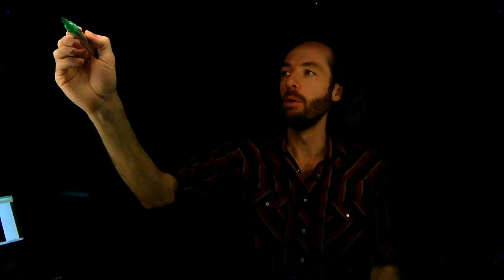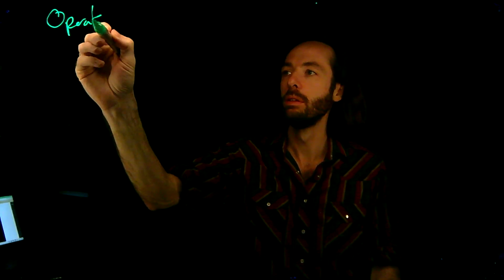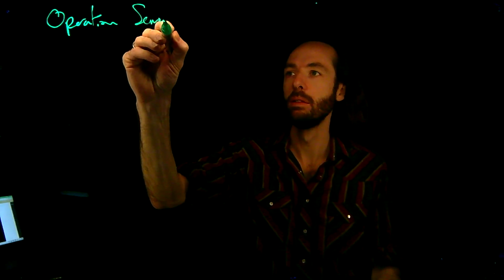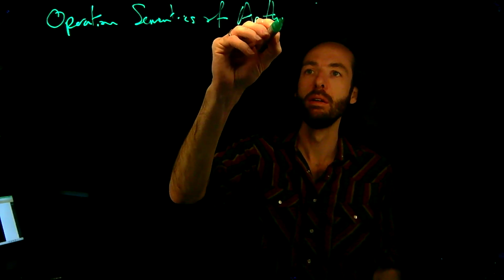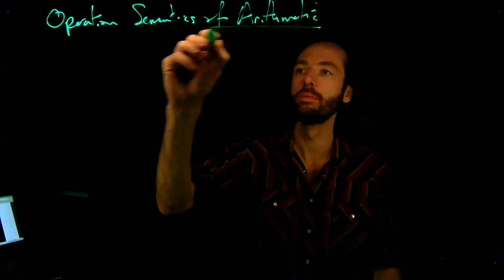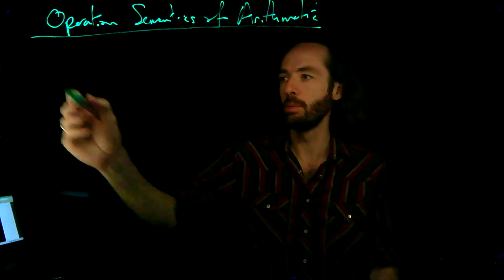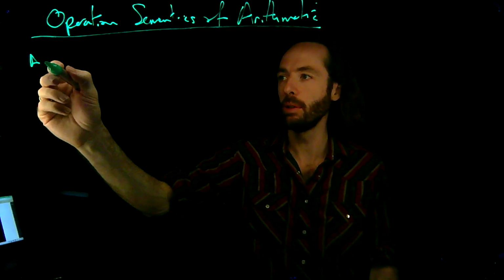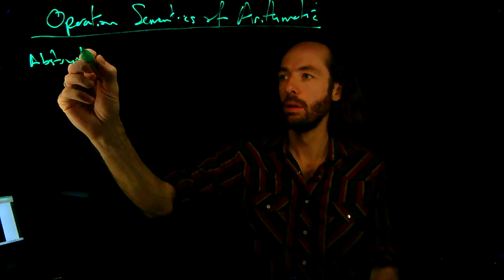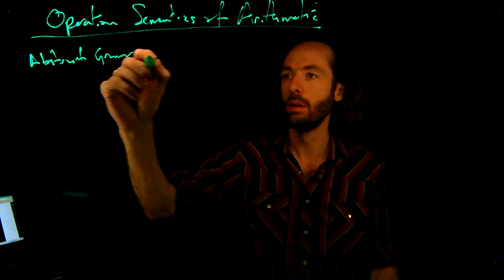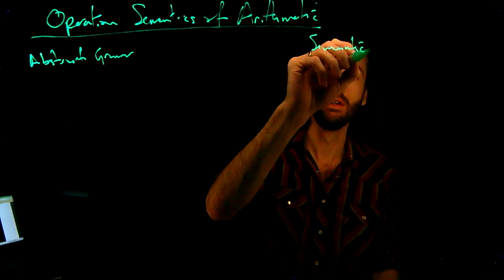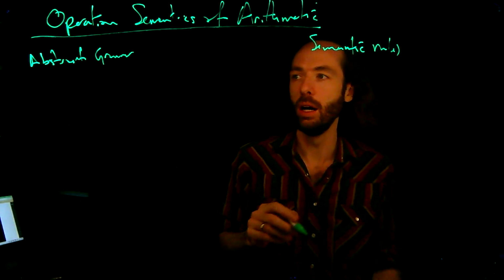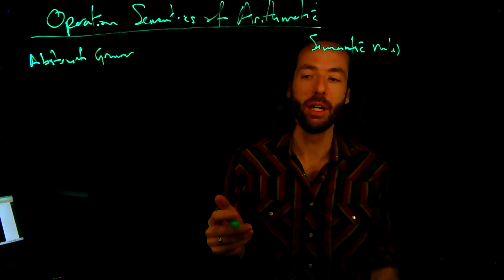So I want to talk about the operational semantics of arithmetic. Right, so this means that I want to come up with my abstract grammar, and I want to have some semantic rules over here, which will give meaning to the abstract grammar.